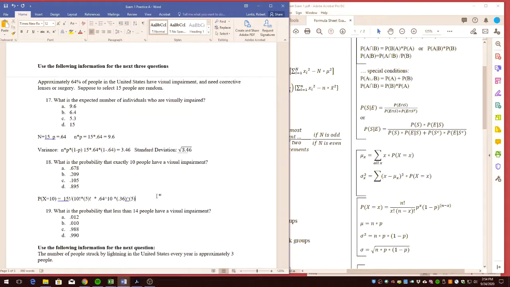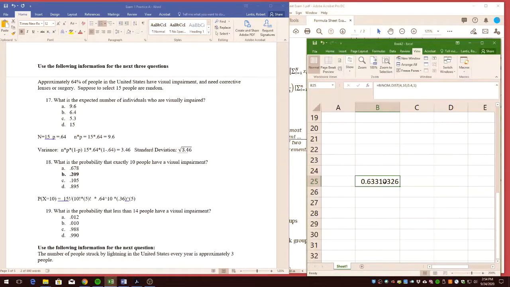So I should get about 0.209 once I enter that into my calculator. Now I could have used Excel, and if I'm comfortable using Excel, that's great for this exam, but even if I use Excel, I might want to double check by trying to do this with my calculator as well, because I'll show you what can go wrong.